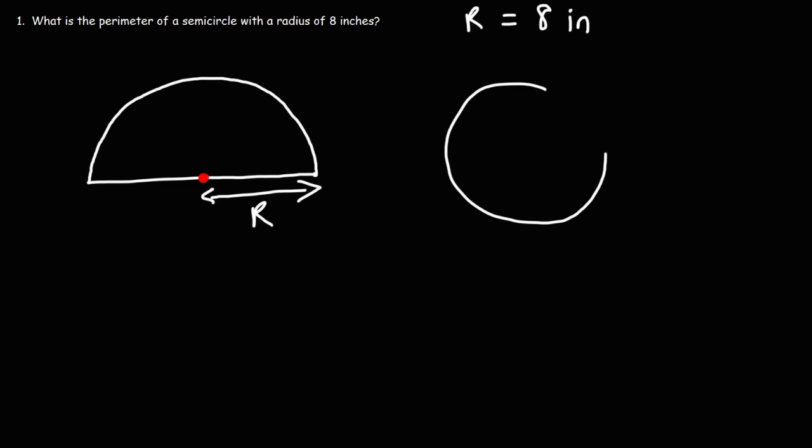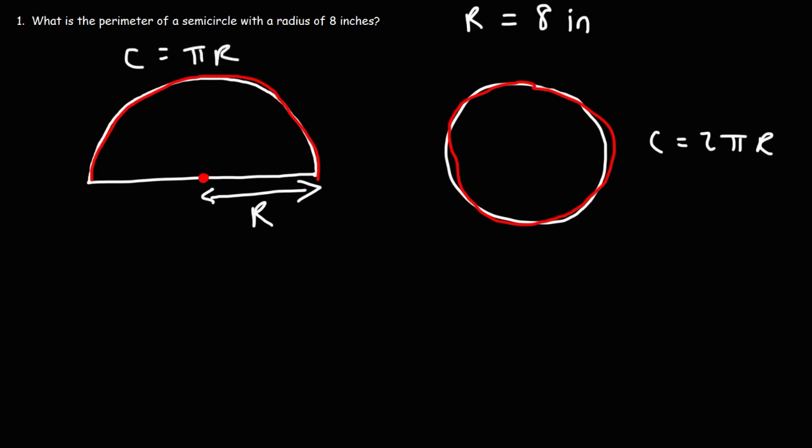First, we need to be familiar with the circumference of a circle. The circumference of a circle is equal to 2 pi r, and it is the distance or the perimeter around that circle. So if the circumference of an entire circle is 2 pi r, what is the circumference of a semicircle or half a circle? Well, in that case, the circumference will be just half of 2 pi r, or simply pi r.